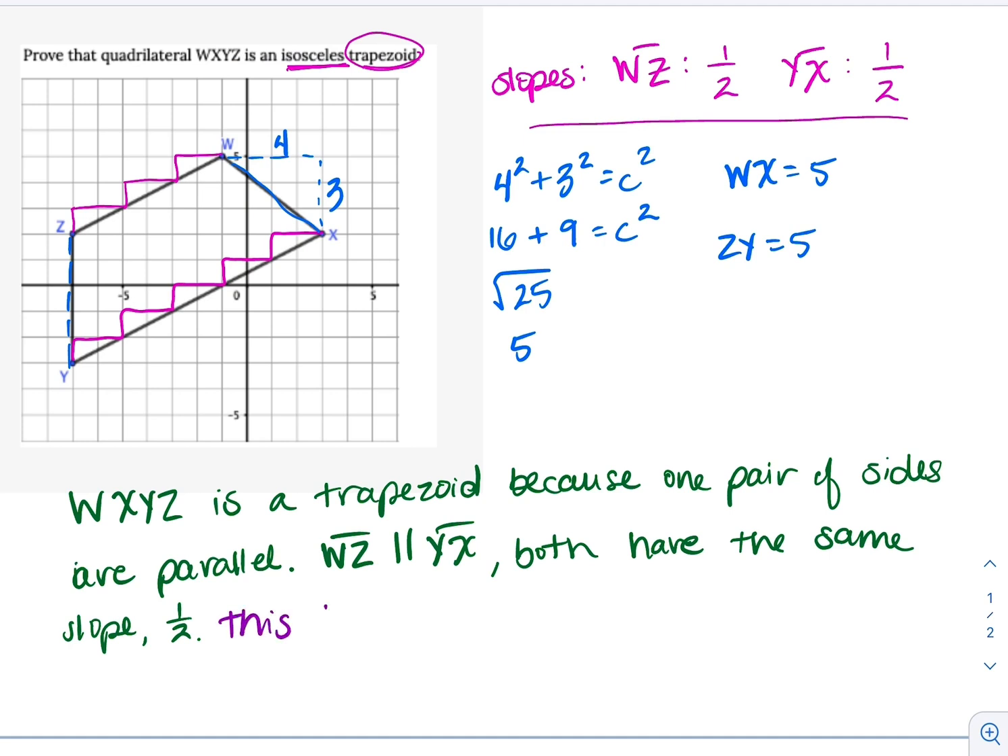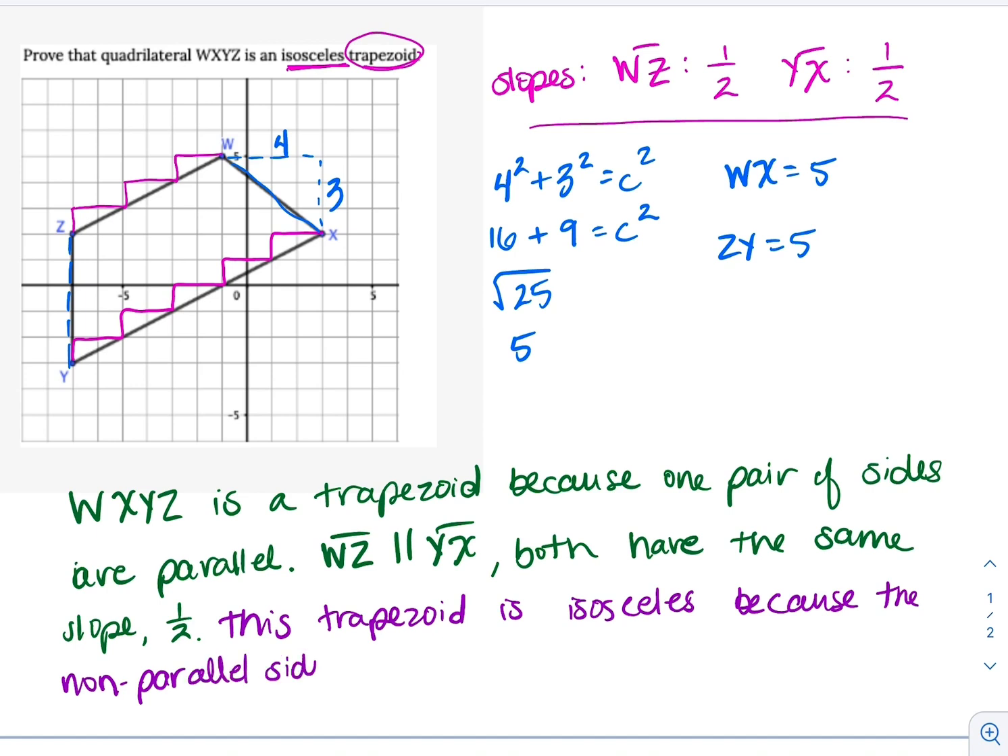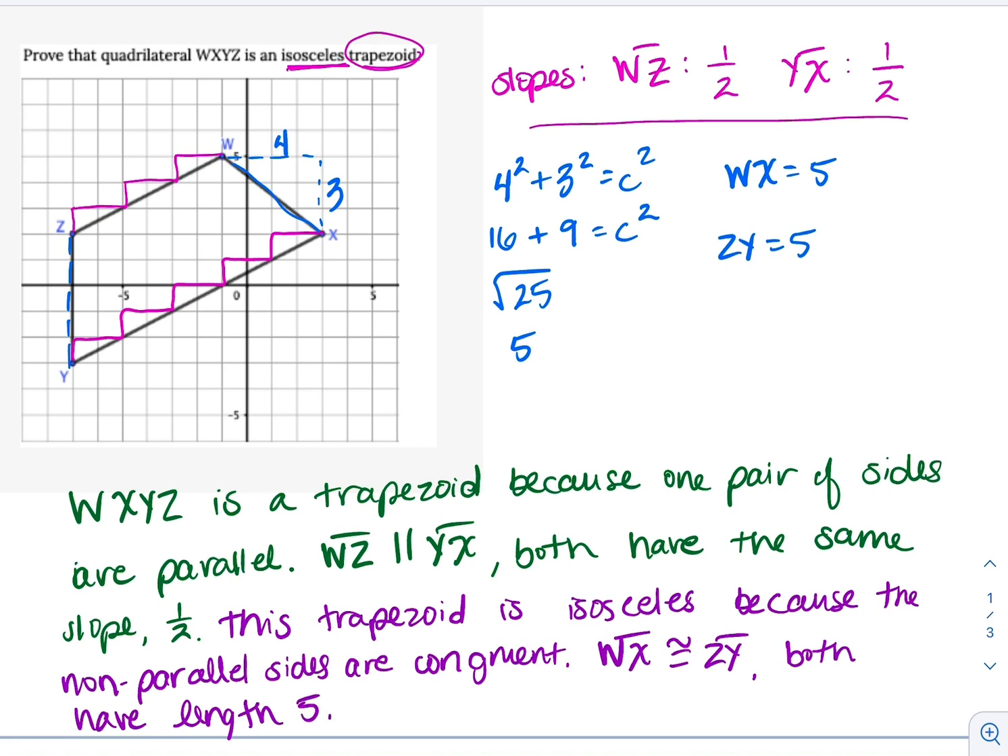Okay, now let's address the fact that it's isosceles. This trapezoid is isosceles because the non-parallel sides are congruent. Let's add in my evidence here. So we'll say WX is congruent to segment ZY. Both have length 5. And I have proven that it is a trapezoid, and more specifically, an isosceles trapezoid.